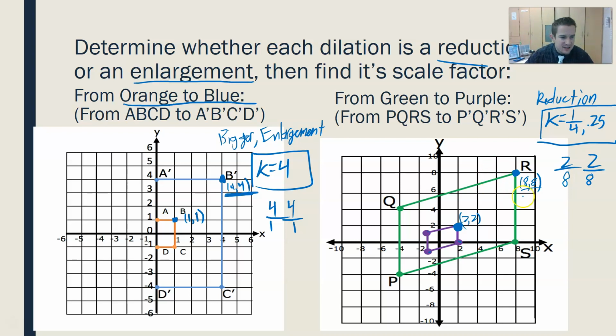What if you had accidentally gone in here and said, okay, well, let's take 8 divided by 2 and 8 divided by 2, and you got a scale factor of 4. Well, right off the bat, you can say, no. At the beginning, before I even started this math process, I determined that this was going to be a reduction. And a reduction has a scale factor that's between 0 and 1. 4 is not between 0 and 1, so that's got to be wrong. You have to kind of reanalyze yourself. Remember, a dilation that has an enlargement will have a scale factor bigger than 1. A dilation that's a reduction will have a scale factor between 0 and 1.